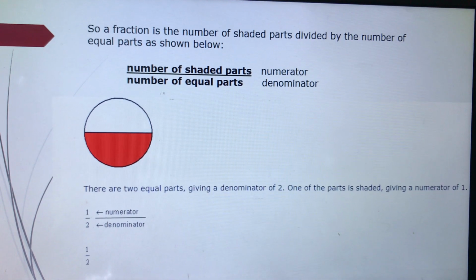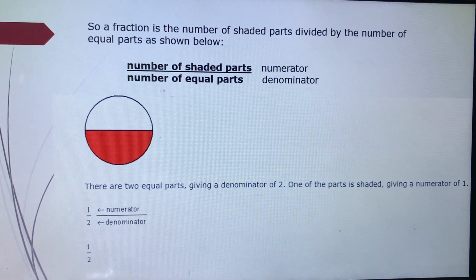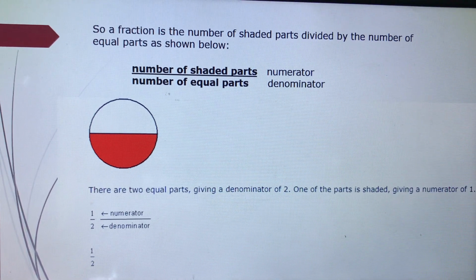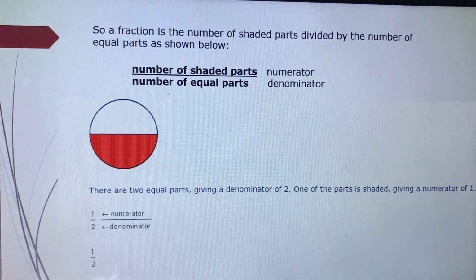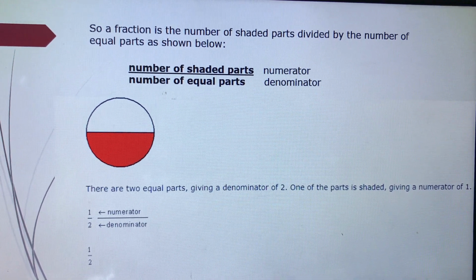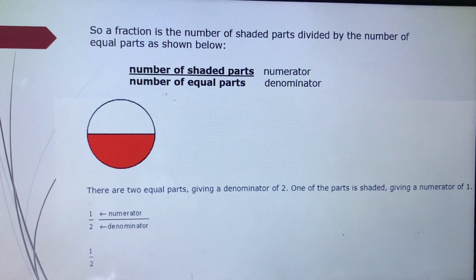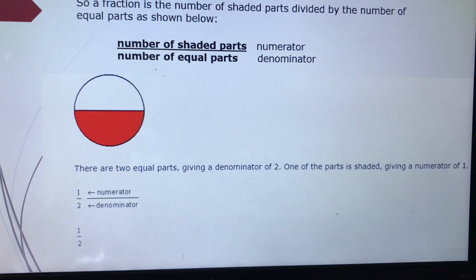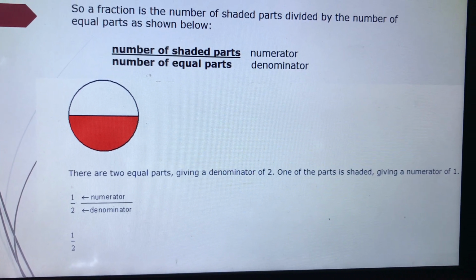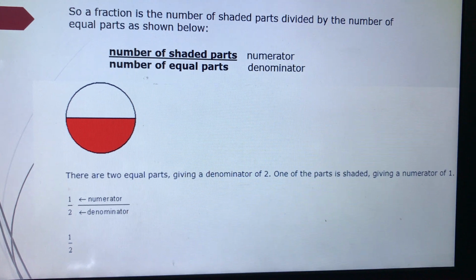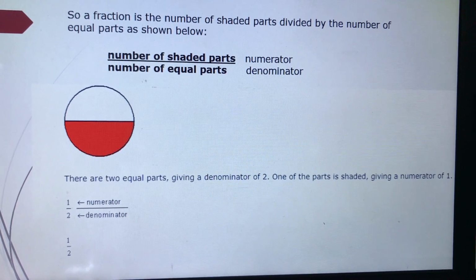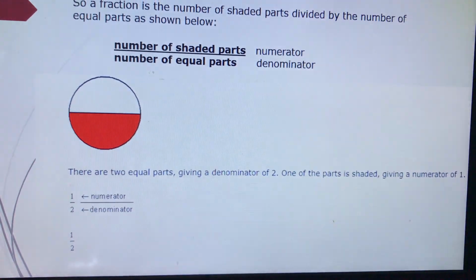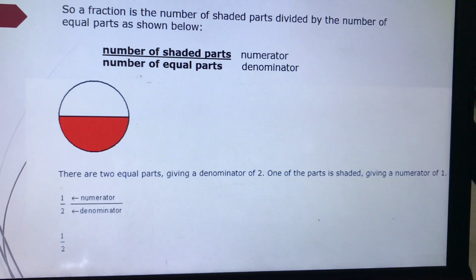So a fraction is the number of shaded parts divided by the number of equal total parts as shown below. As I already told you, the upper part is the numerator and the lower part is known as the denominator. Upper means how much is the shaded, lower means the total number of equal parts. As you can see, again I am taking the same example. So here the number of equal parts is 2 and the number of shaded part is 1. So my numerator in this case is 1 and the denominator is 2 and the fraction is 1 by 2.